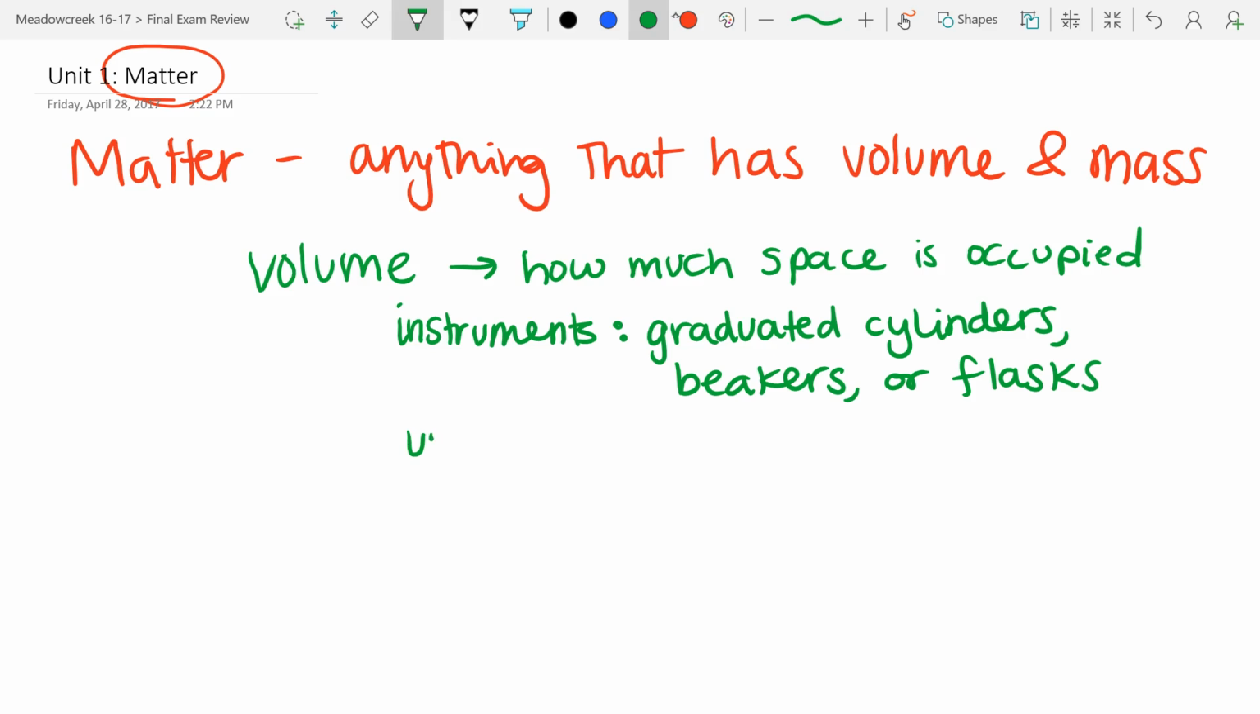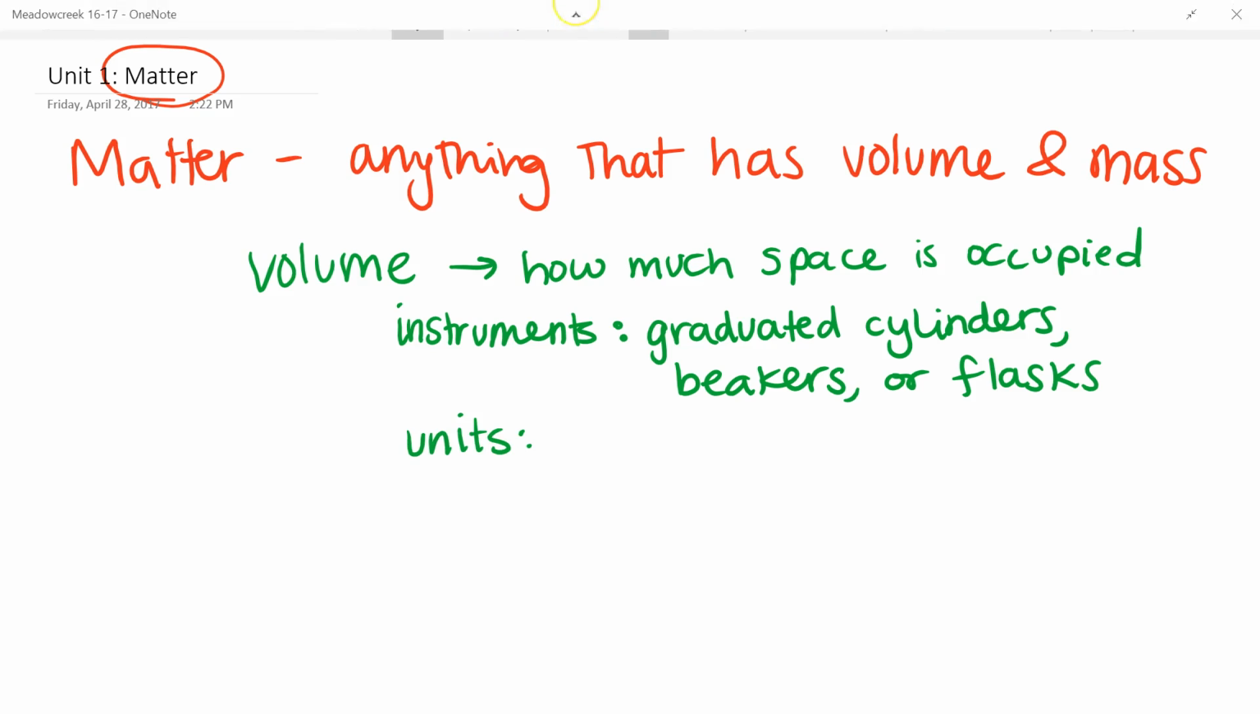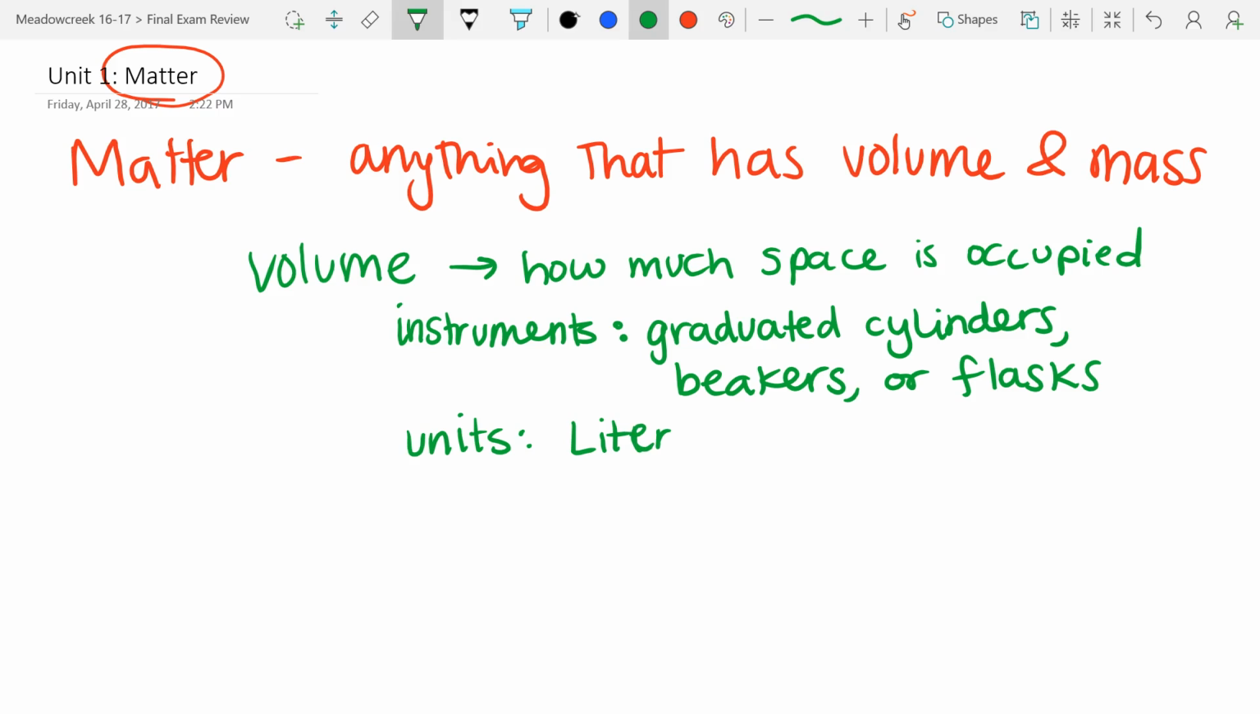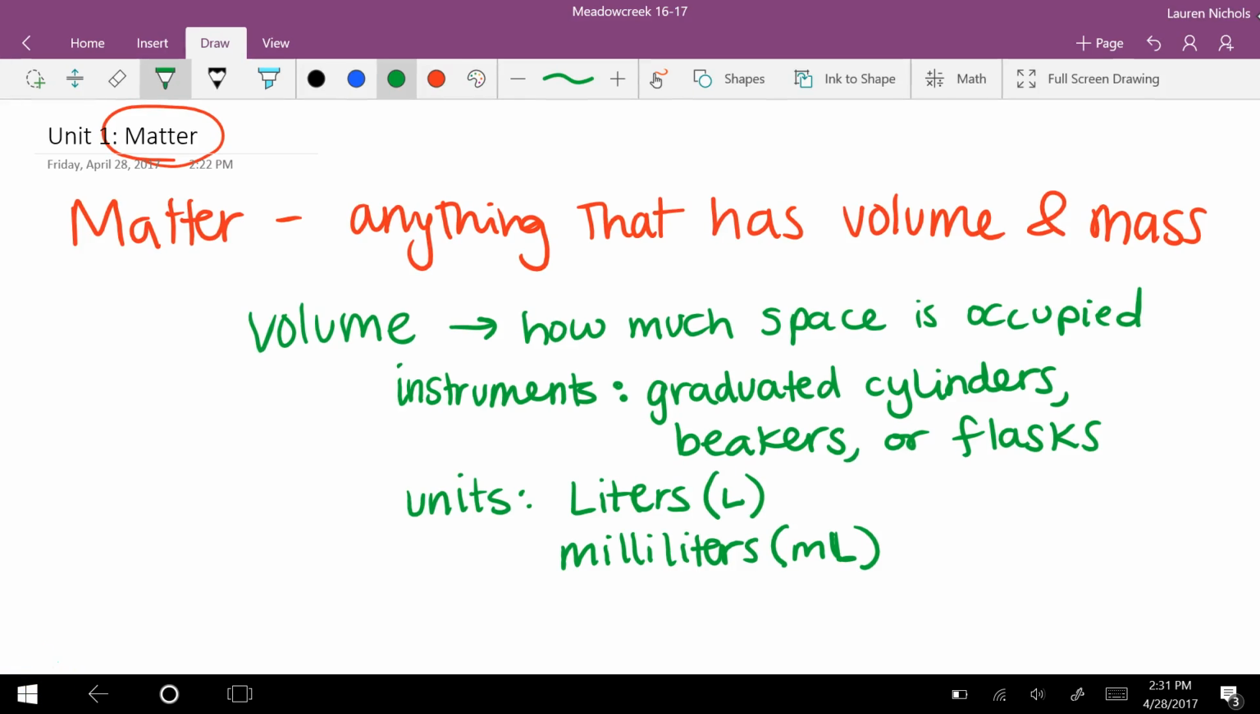Now the units for volume are liters. Liters are abbreviated as a capital L. But you could also have milliliters, which is abbreviated as lowercase m, capital L. Now, milli, anybody know what milli means? Milli means 1,000. So there are 1,000 milliliters in 1 liter. So that's volume. But let's talk about mass.